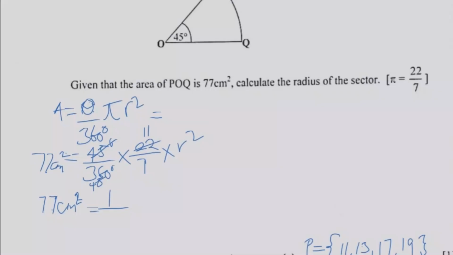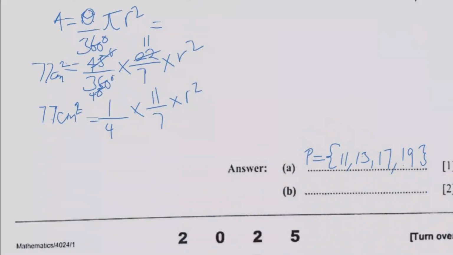So we can say here, down where there is 360, we have 4 times 11 over 7 times r squared. Here there is no other number that can go into both, so we can just multiply. So it's 77 centimeter squared is equal to 1 times 11, which will give me 11 times r squared.